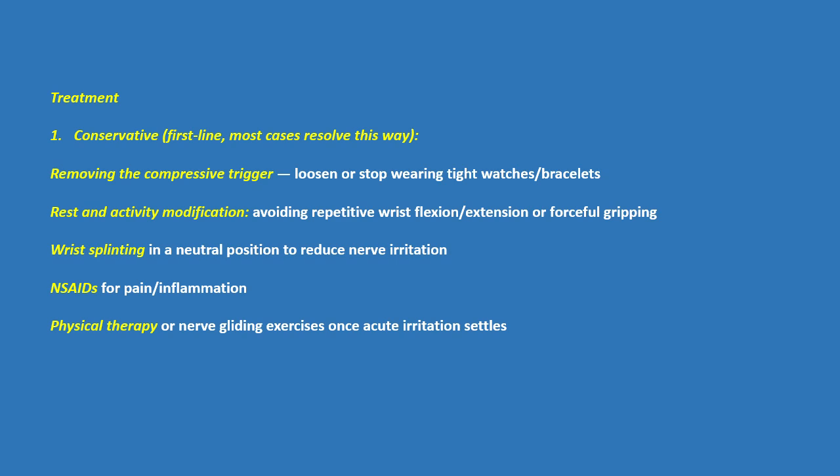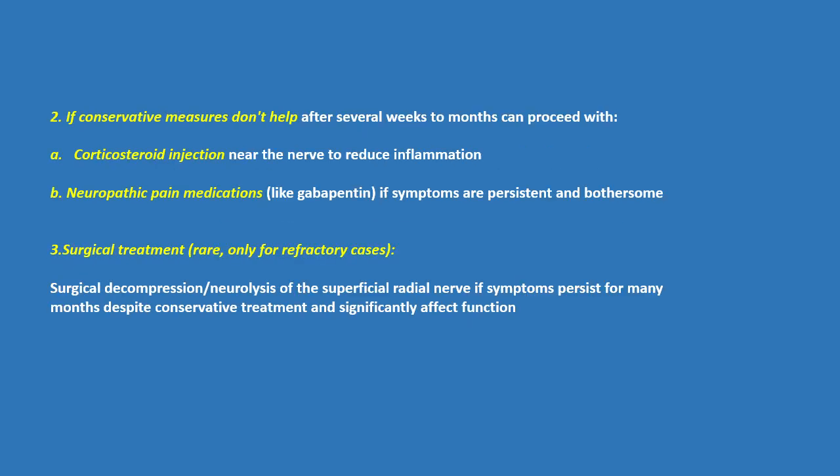Rest and activity modification. Avoid repetitive wrist flexion and extension or forceful gripping. Wrist splinting in a neutral position to reduce nerve irritation. NSAIDs for pain and inflammation. Physical therapy or nerve gliding exercises once the acute irritation settles. If conservative measures don't help after several weeks to months, can proceed with corticosteroid injections near the nerve to reduce inflammation and neuropathic medications like gabapentin.